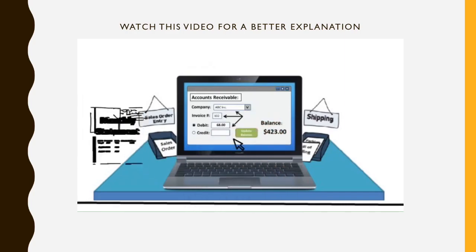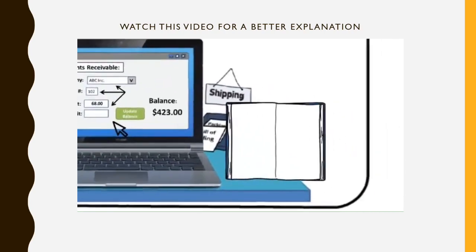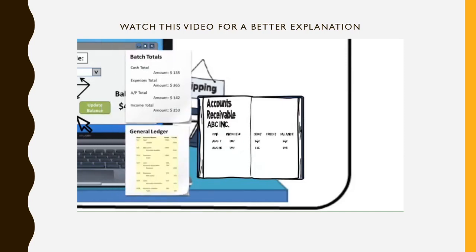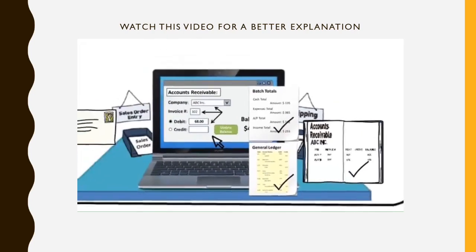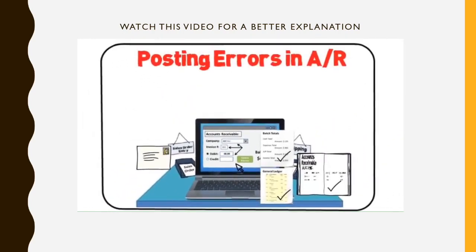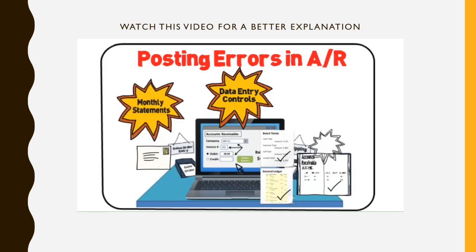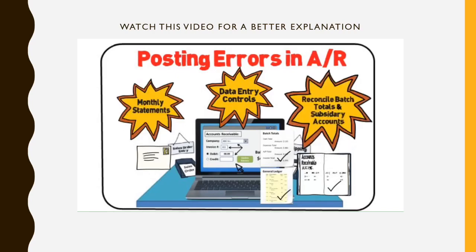Sending monthly statements to our customers also addresses this threat, along with comparing what's in our accounts receivable against our batch totals and subsidiary accounts. So we can use data entry controls, send out a monthly statement to our customers, and compare our accounts receivable with batch totals and subsidiary accounts.